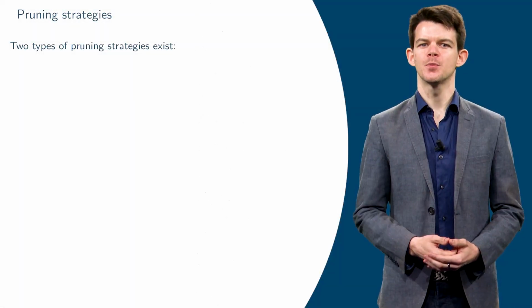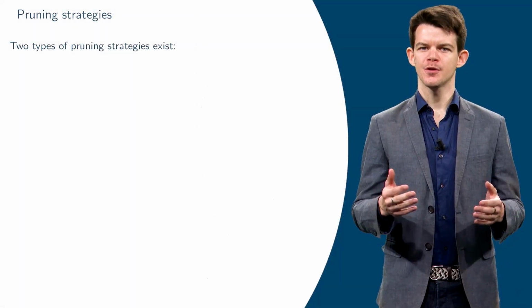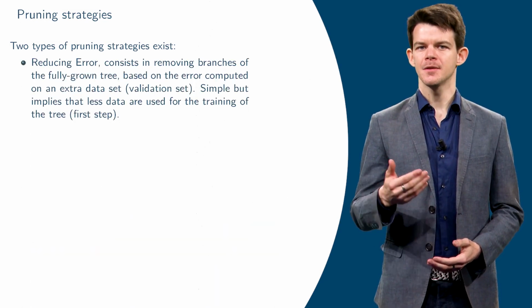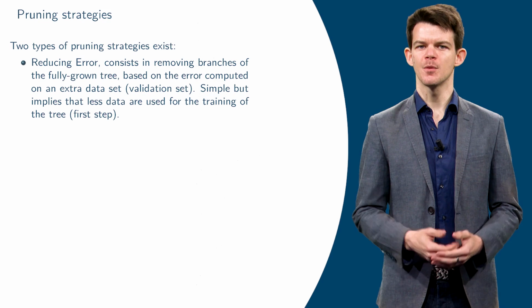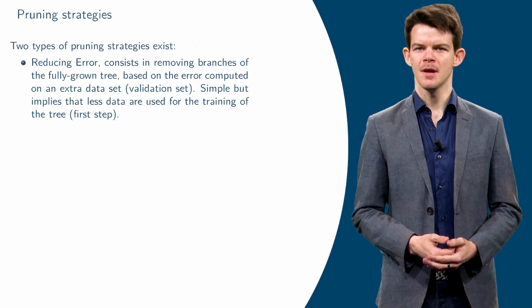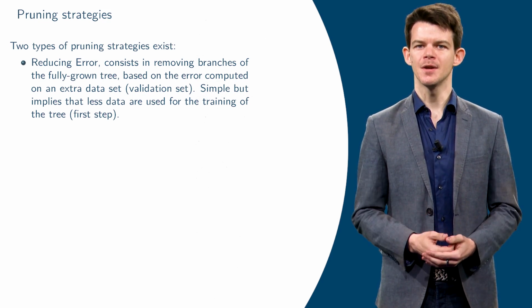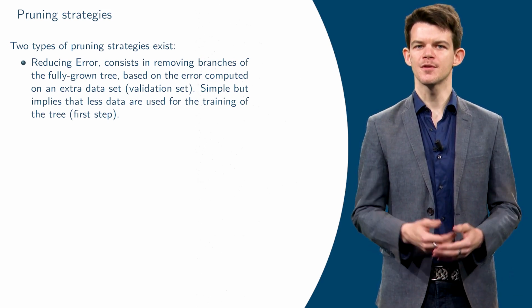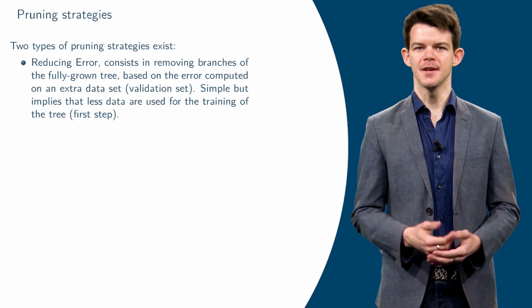Two main approaches to pruning exist. The first approach, probably the simplest, is called reduced error pruning and consists in removing branches from the fully grown tree. In order to determine the optimal subtree, the prediction error of each of the subtrees is computed on an additional dataset called the validation dataset. The procedure then consists in choosing the subtree with the smallest error on the validation dataset.